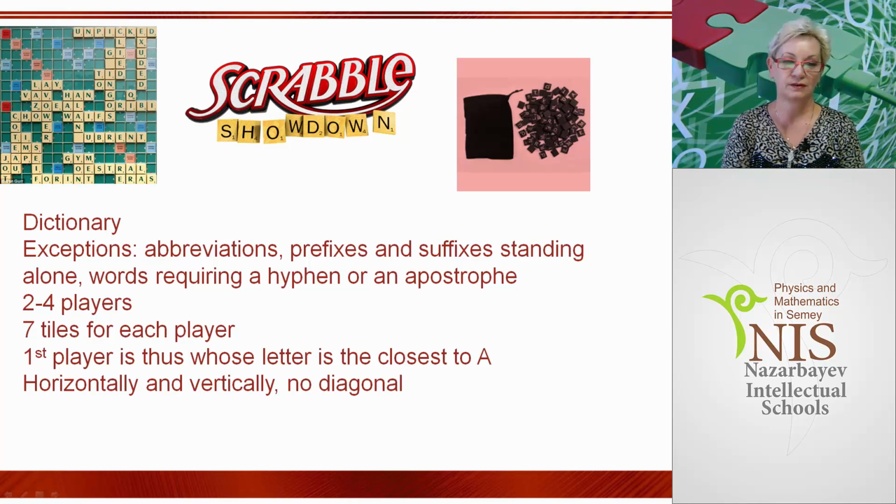So what do you need? You need a dictionary. You shouldn't use abbreviations, prefixes, suffixes standing alone, or words requiring a hyphen or apostrophe. It's usually from 2 up to 4 players, 7 tiles for each player, and the first player is the one whose letter is the closest to A. Horizontally and vertically, no diagonal answers. It's very popular all over the world.